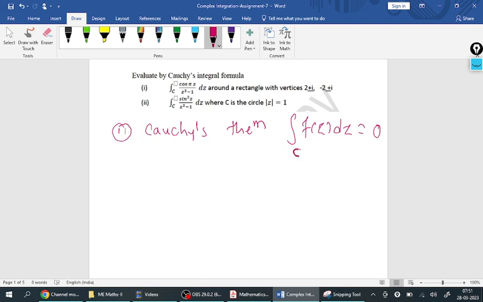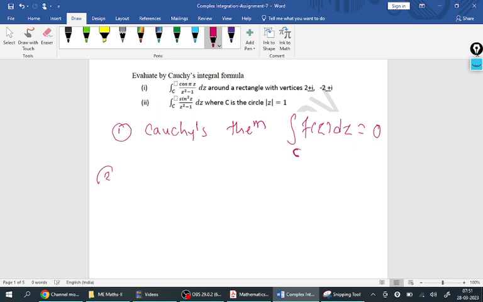If our f(z) function is differentiable, that is an analytic function, on and within the curve C, then the integral value of that f(z) dz is always 0. So that is the simplest thing. No need to evaluate that integral. Directly we can say the value should be 0 by Cauchy's theorem. So that is the first theorem that we have.